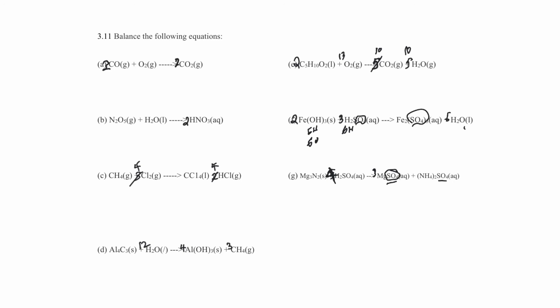Let's see if that takes care of it. Magnesiums, I have 3 magnesiums. I have 4 sulfates, 3 plus 1 sulfates. I have 2 nitrogens, 2 nitrogens, and I have 2 times 4, 8 hydrogens on the left, and 4 times 2, 8 hydrogens on the right. Very good. So it's going to be 1, 4, 3, 1. All right, long one.